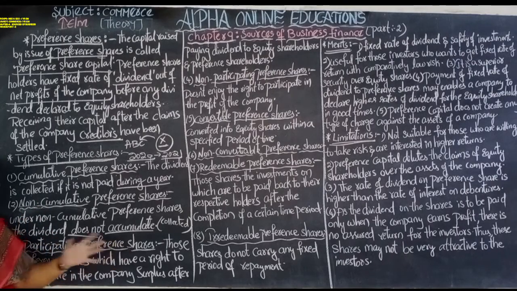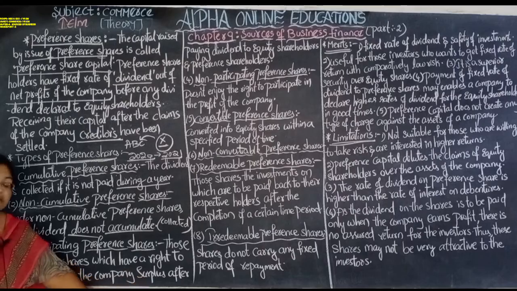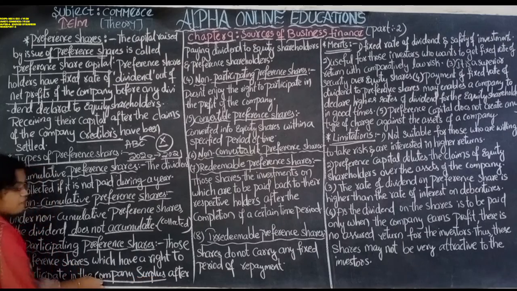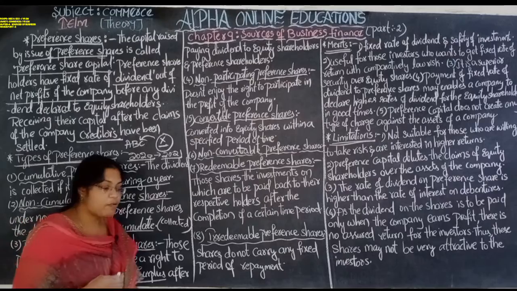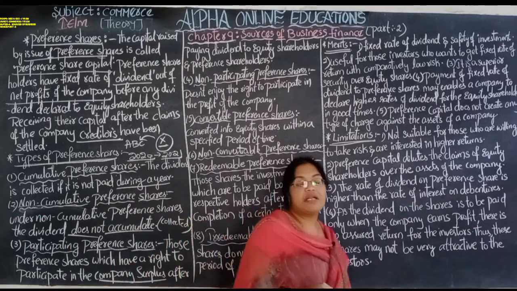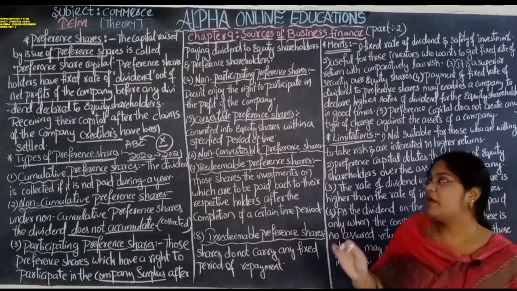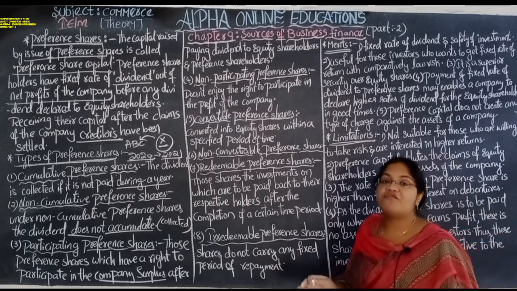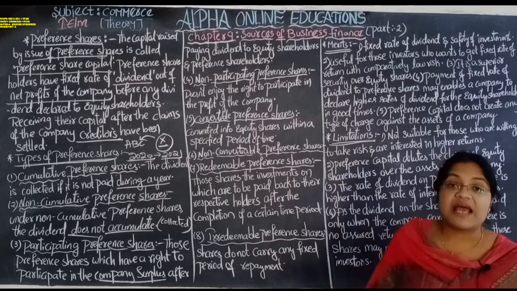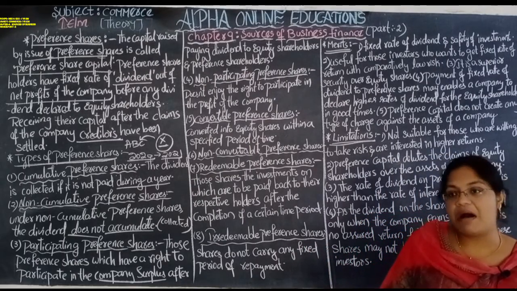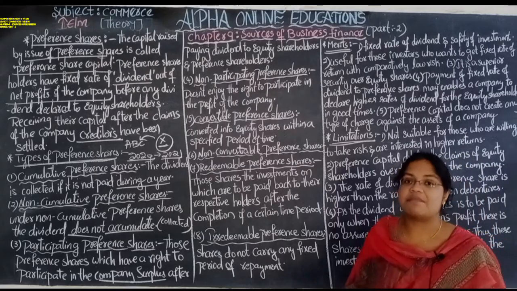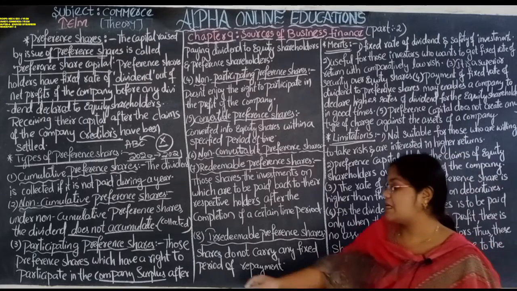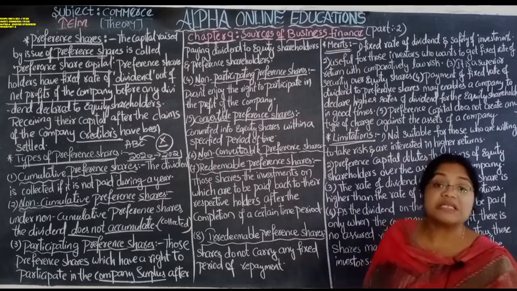Participating preference shares. Participating means those preference shares which have a right to participate in the company's surplus. Surplus means excess profit. When more profit comes than expected, that amount is called the surplus amount. For example, we expected a profit of 20 crores but we got a profit of 49 crores. Then the 29 crores excess amount is considered a surplus amount.